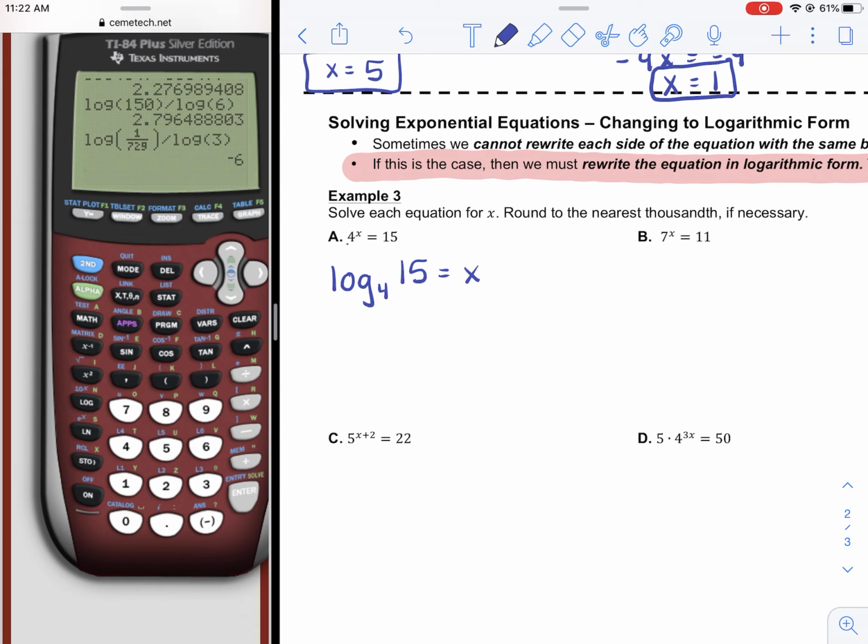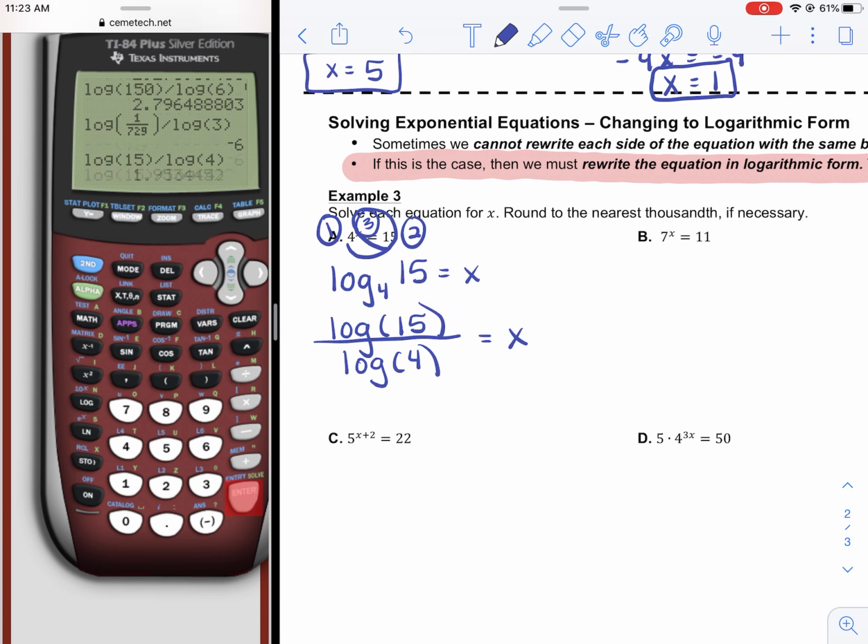Kind of an easy way to remember that is if you make a little hook, the 4 goes first, that's the base, and then the 15, and then the exponent is last. Remember, logs equal exponents. So now we have log base 4 of 15 equals x, so all we have to do now is use the change of base formula. To evaluate this, we can do log of 15 divided by log of 4 in the calculator, and that is going to equal x.